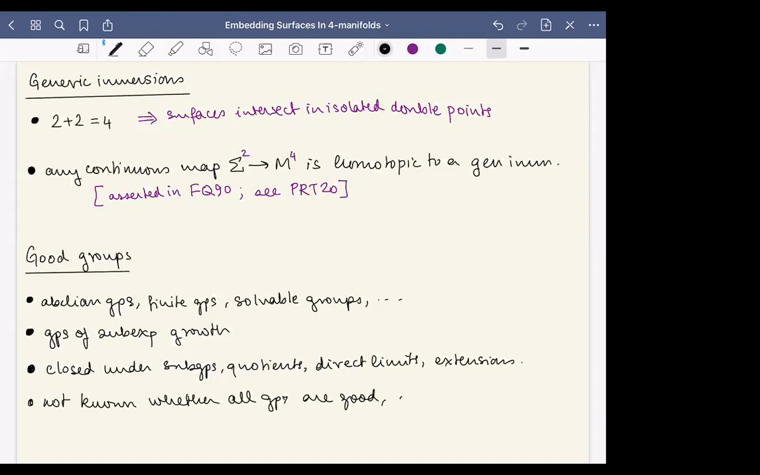For example, we don't know whether the free group on two generators is good. If we did know all groups were good, then we would be able to apply the disk embedding theorem very broadly. And that's one of the big open questions in the field of topological four manifolds. But the takeaway from this is that there are many good groups, and it'd be great if all of them were good. We don't know. It's possible, but not known. Okay.